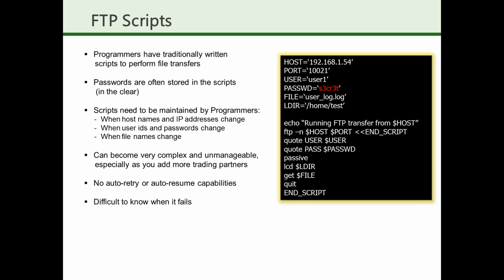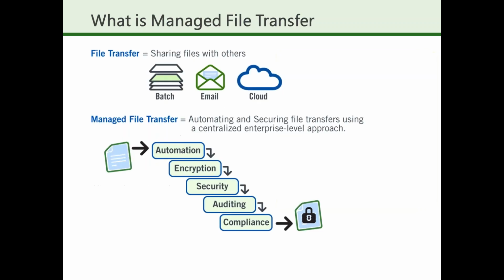A big problem with FTP scripts is that your trading partner's passwords are often stored right in the clear within those scripts, which can make your partner's servers very vulnerable to attacks. Many scripts are very basic in nature and were not programmed to have advanced file transfer capabilities like auto retry, alerting for failures, and they especially lack audit trails, which is why a lot of organizations have been looking for alternatives to this legacy approach.